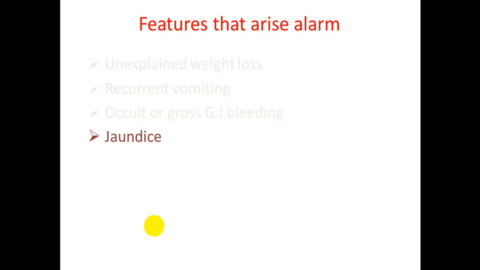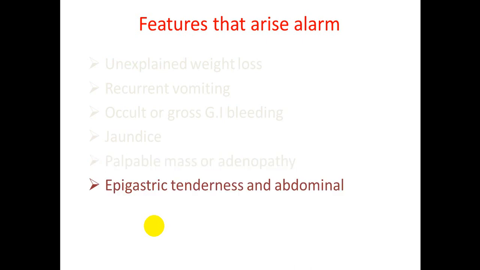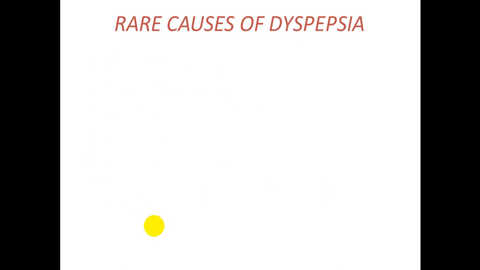Jaundice, an alarming sign, CA pancreas. Palpable mass or adenopathy, lymphoma, CA pancreas. Epigastric tenderness and abdominal distension could be intestinal obstruction. And rare causes of dyspepsia.